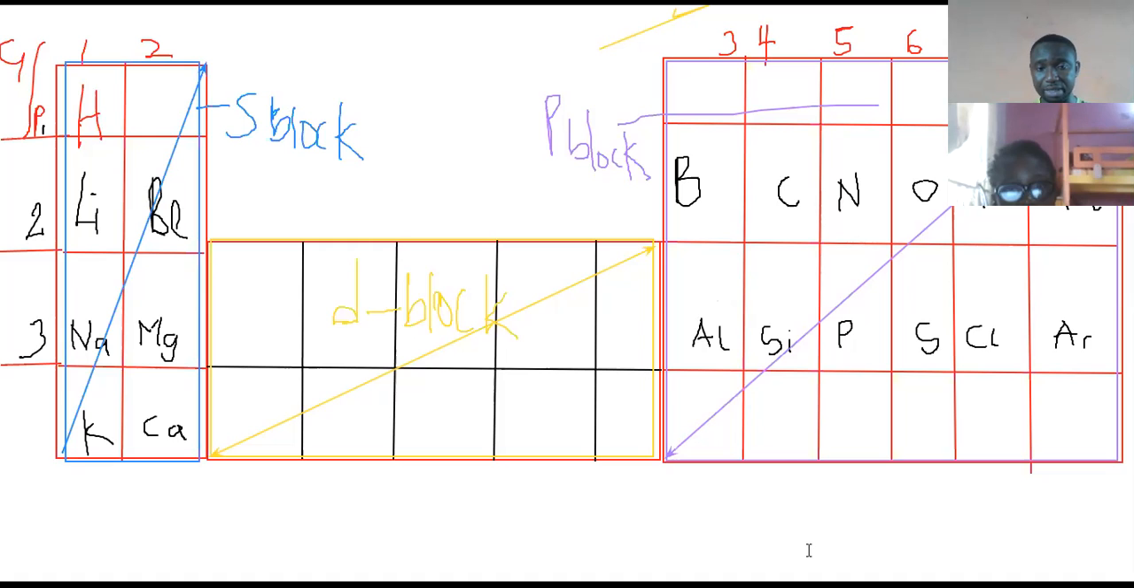But F block elements are those kinds of elements we call the lanthanide series and actinide series. Those are the F block elements. We call them the lanthanide and actinide series. That means they are the heavy rare earth metals. We call them the rare earth metals and the heavy rare earth metals.